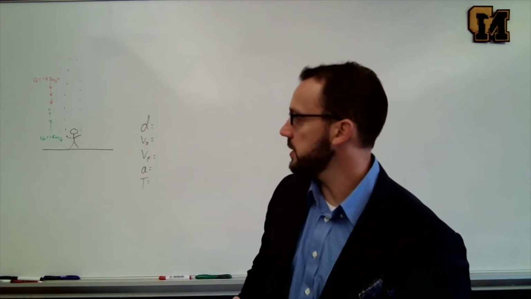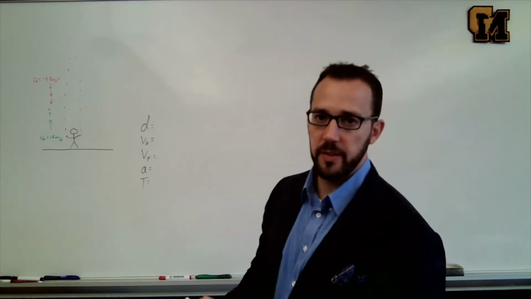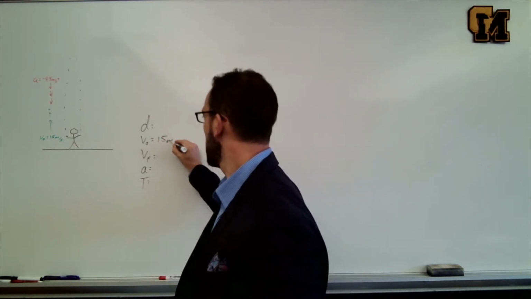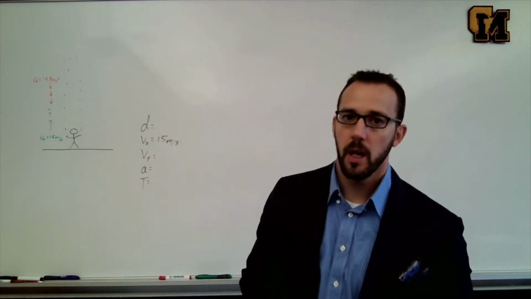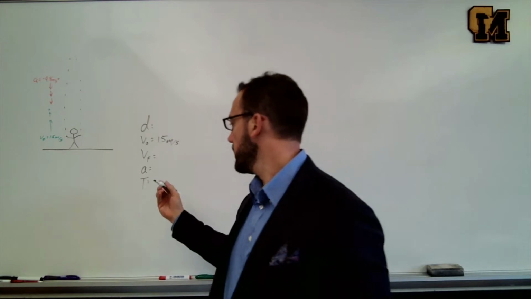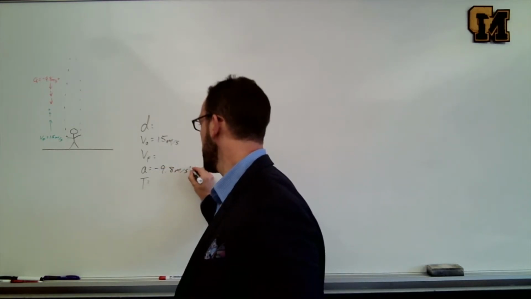We have to pull our numbers out of the problem. We do know that we're throwing it with an initial velocity of 15 meters per second. So that's our V naught. Anything that's going up and coming back down has an acceleration of negative 9.8 meters per second squared.